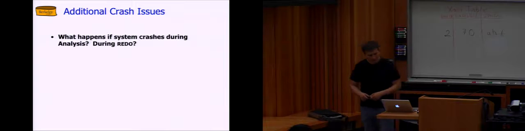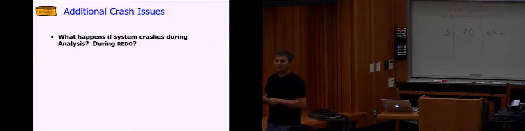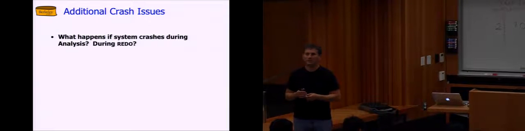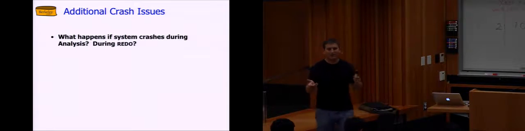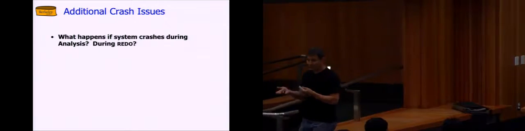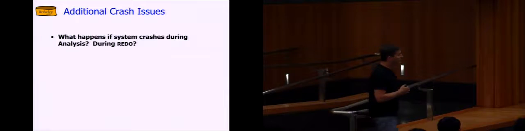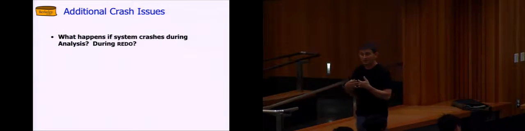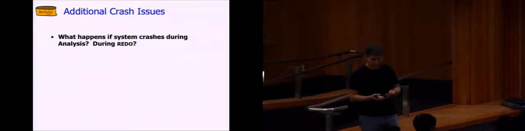So just some questions. What happens if the system crashes during analysis? When it comes back up, what does it do? Just does analysis again, right? Nothing happens. Analysis actually doesn't do anything but modify some in-memory data structures. Dirty page table, transaction table. What happens if the system crashes during redo? When it wakes up, it does analysis, and then it does redo again, right?